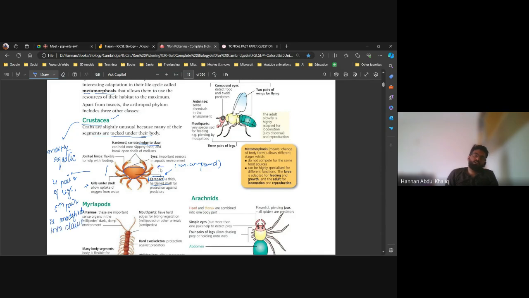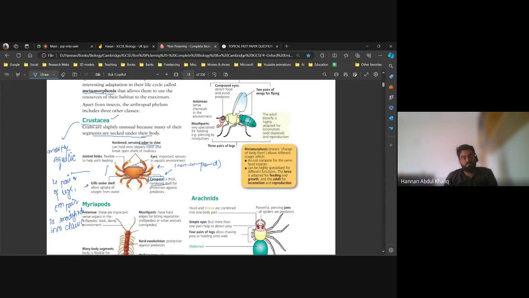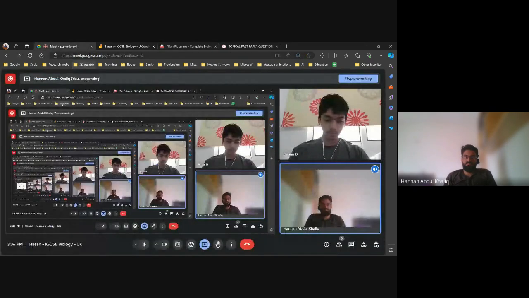You can closely see in this picture that the fifth pair is basically modified into the claws. These were supposed to be the legs, but they are not legs. They are modified to be claws, and the claws are very important in capturing the prey.